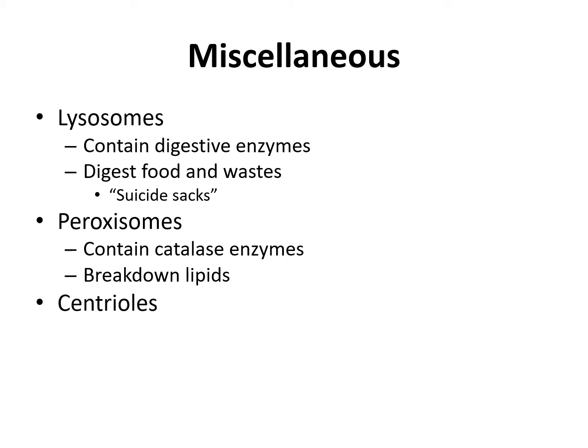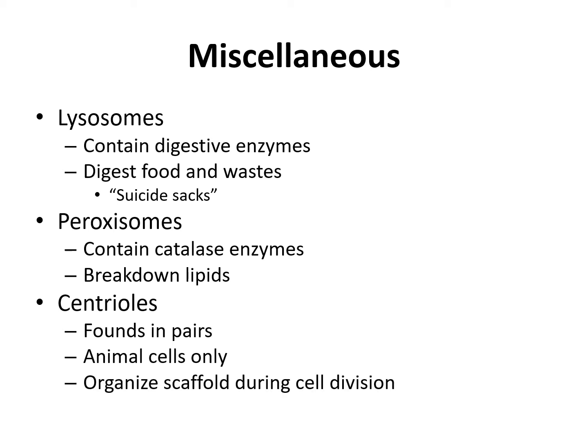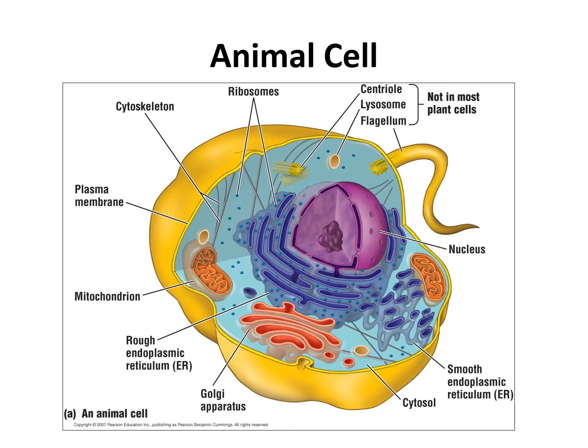The last structure that I want you to know about are found in animal cells only, and those are the centrioles. Centrioles are found in pairs, and again, found only in animal cells, and they are composed of microtubules. And their purpose is to organize the scaffold, the fibers that are used during cell division to pull the chromosomes apart from each other.